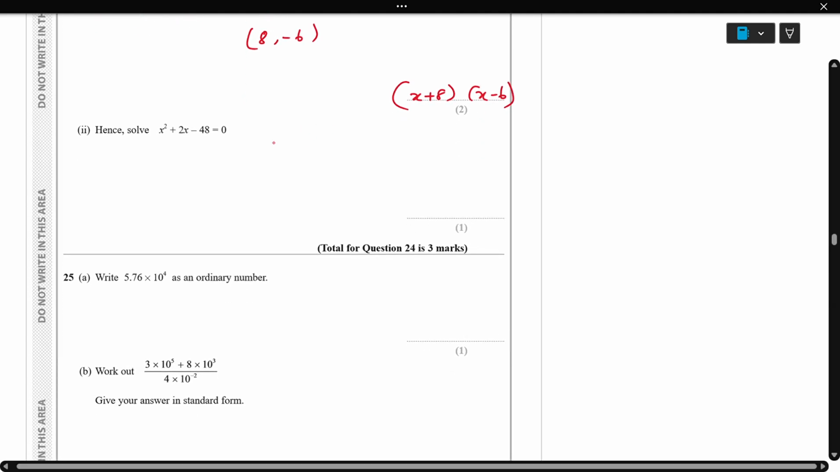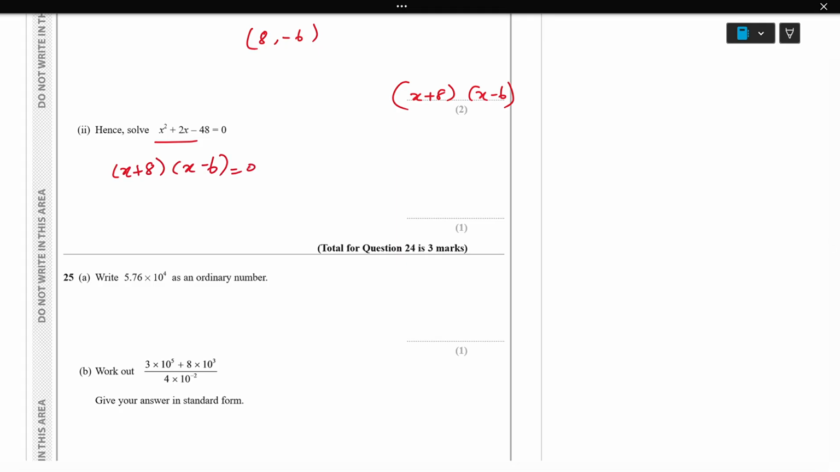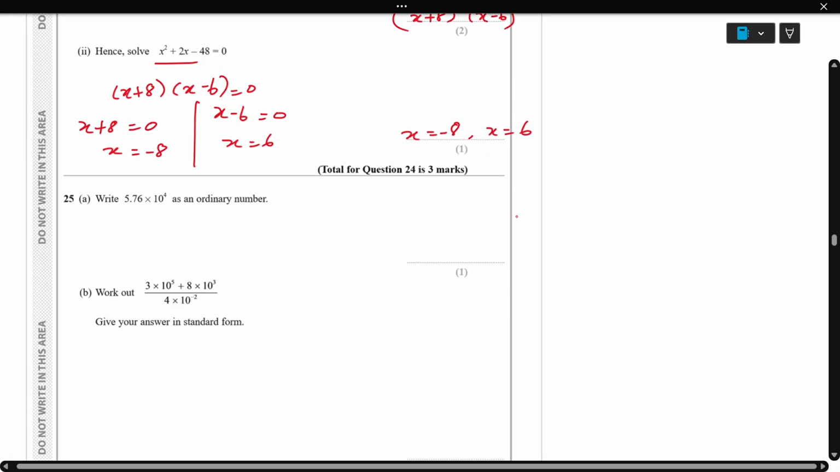Next we need to solve this. Already we got the factors, which is (x + 8)(x - 6) = 0. So the first part equals 0 and the second part equals 0. From here x = -8. From here x = 6. So x = -8 and x = 6.